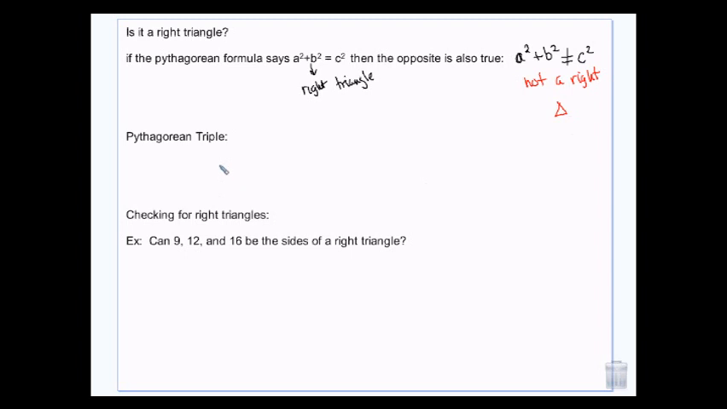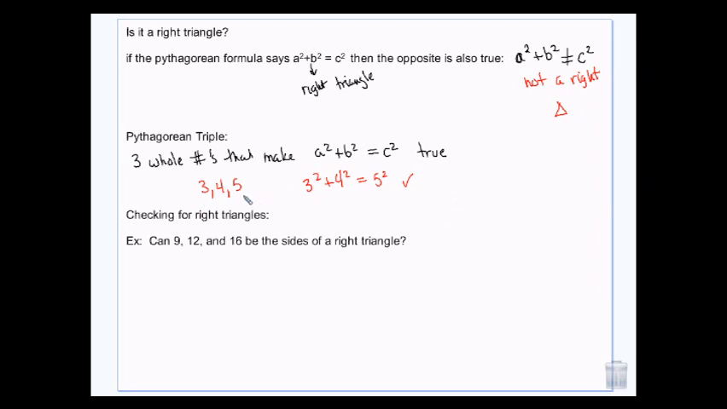A Pythagorean triple occurs when you have 3 whole numbers that make A squared plus B squared equals C squared true. So the smallest Pythagorean triple I know of is 3, 4, 5. 3 squared is 9, 4 squared is 16, 5 squared is 25. 9 plus 16 equals 25. Pythagorean triples make this true because 3 squared plus 4 squared does equal 5 squared. So Pythagorean triples are when whole numbers make it true.